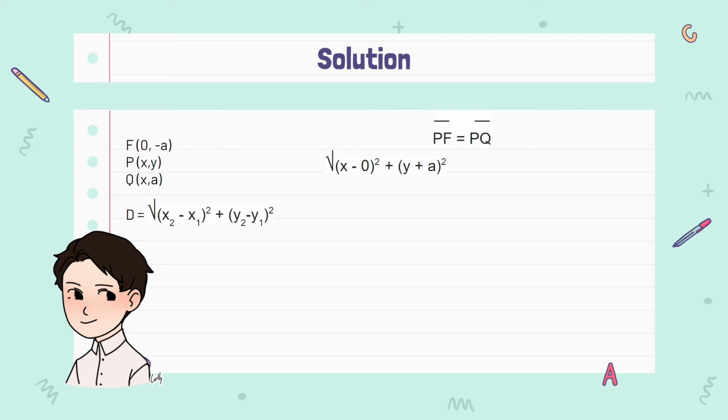We will substitute the coordinates of the points from the parabola into the distance formula, denoting the coordinates of P as x sub 2 and y sub 2 on both sides of the equation, coordinates of F as x sub 1 and y sub 1 on the left-hand side, and coordinates of Q as x sub 1 and y sub 1 on the right-hand side. By doing this, we will get the equation: the square root of quantity (x minus 0) squared plus quantity (y plus a) squared is equal to the square root of quantity (x minus x) squared plus quantity (y minus a) squared.